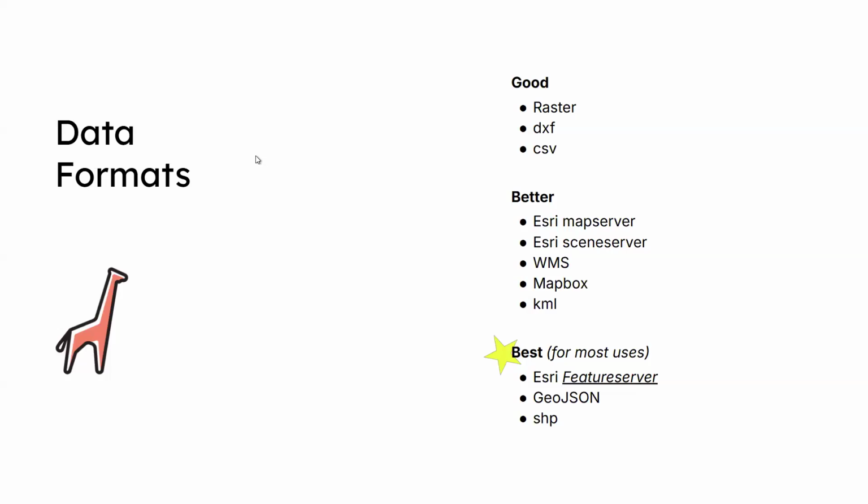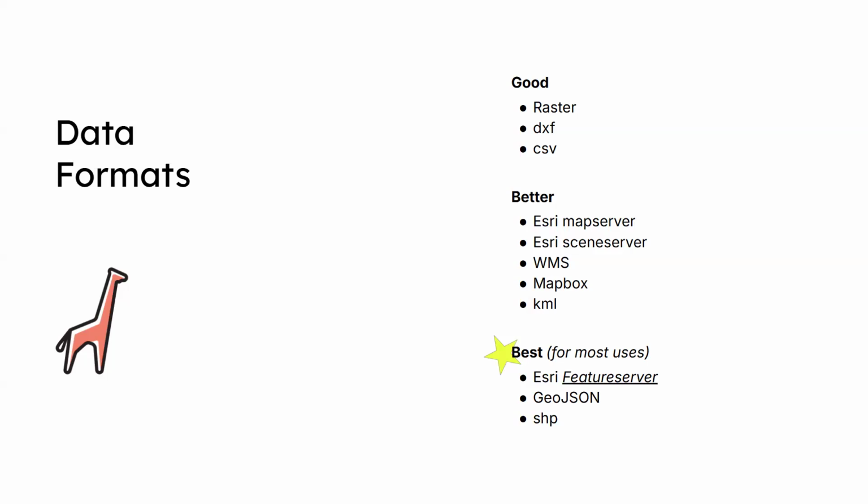Of course, every data format has its pros and cons. I've listed this list in good, better, best. That's considering most situations. The best data is the data that you have, though. So if you have it in a certain format, we can help you get it into Giraffe, as long as it is a format that works with the Giraffe backend. So I like to say good data formats are your raster, so your JPEG, PNG, and your PDFs, a DXF from CAD, or a CSV.